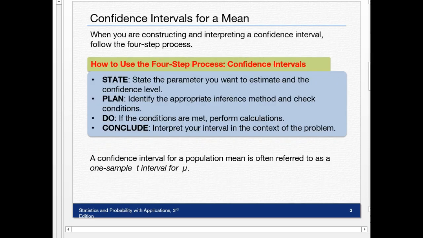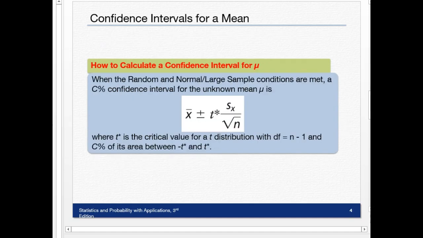All right, so when you're constructing and interpreting a confidence interval, you're going to follow the 4-step process. Same thing we use with proportions. State, plan, do, conclude. All right, same exact steps, just a different parameter. We're doing means this time. Okay, we'll walk through the example together. So pause the video, fill this out.